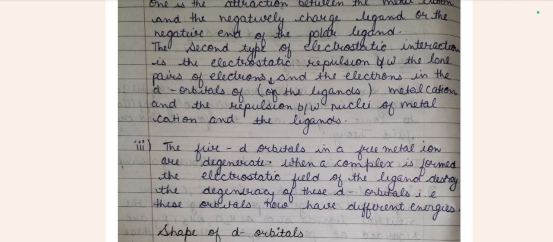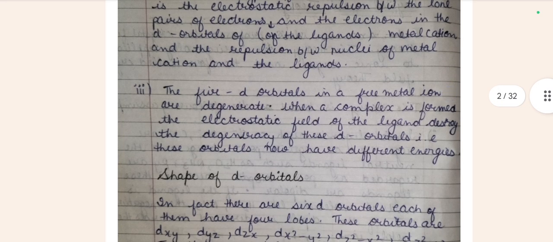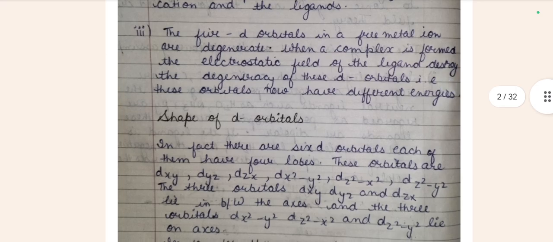The five d orbitals in a free metal ion are degenerate. When a complex is formed, the electrostatic field of the ligand destroys the degeneracy of these d orbitals, that is, these orbitals now have different energies. Shape of d orbitals. In fact, there are six d orbitals, each of them having four lobes.